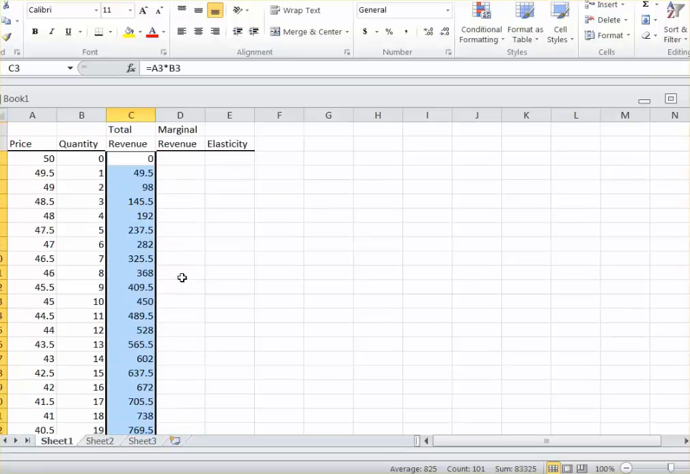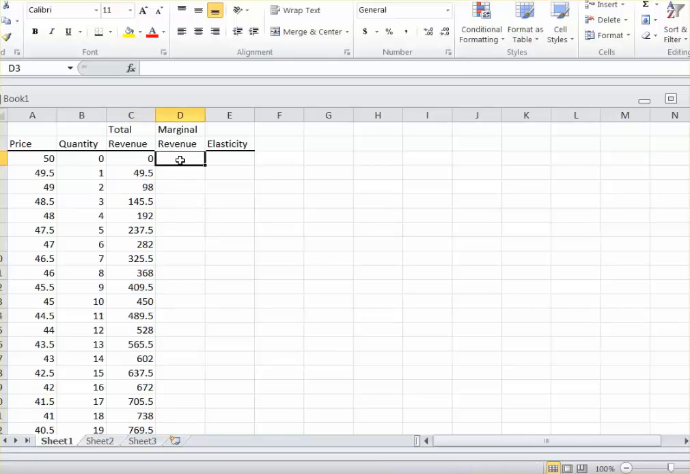Total revenue starts at 0, it maxes out exactly halfway down, and then it falls back to 0 again. Now, let's do marginal revenue. There's two ways to do marginal revenue. One way is to do it in algebra, and the other way is to do it in calculus. Let's just do it in algebra here since this is Excel.